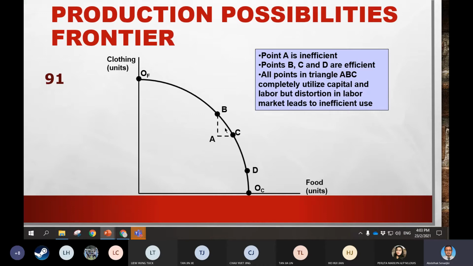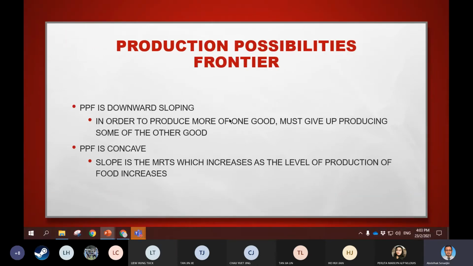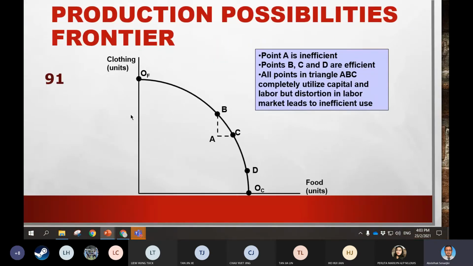But if we are at point B, C and D, we are at the efficient level. You can see that at B we may produce maybe half quantity, 50-50. At C, less clothing, more food. At D, also less clothing and more food. At OC here, we are producing all food and zero clothing. And at OF, we are producing all clothing and zero food.